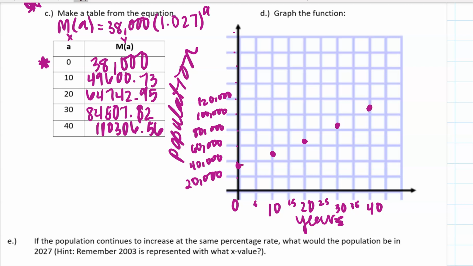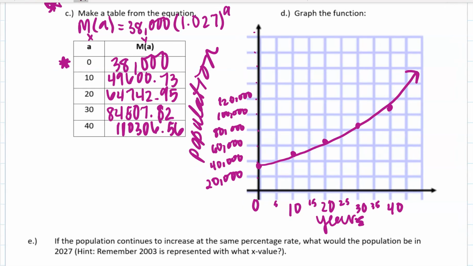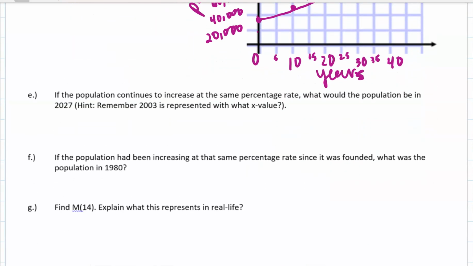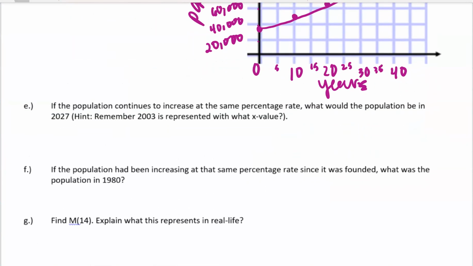So when you make your line, hopefully it looks like a little curve. That's what your graph should look like. Now I'm going to have you try these last ones on your own: E, F, and G. If the population continues to increase at the same percentage rate, what would the population be in 2027? Do that one on your own and then check your answer. Go ahead and do that now.